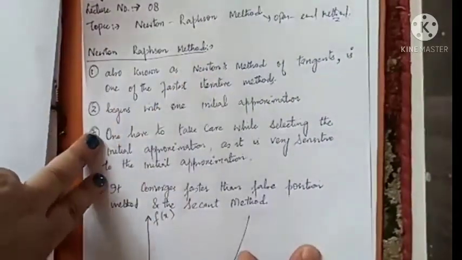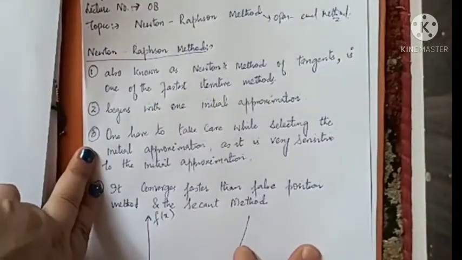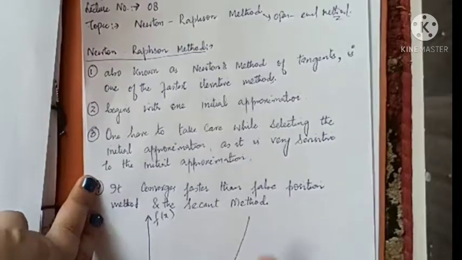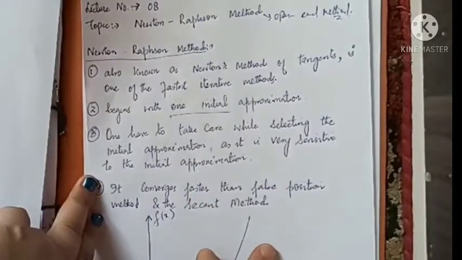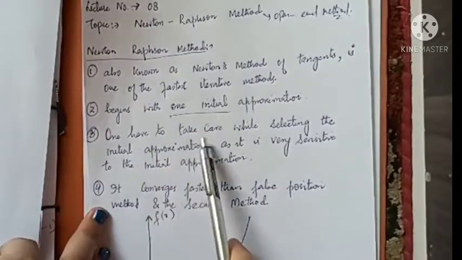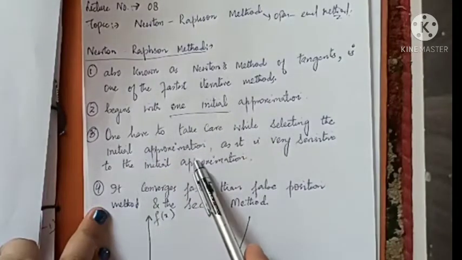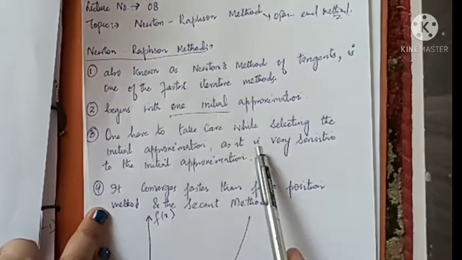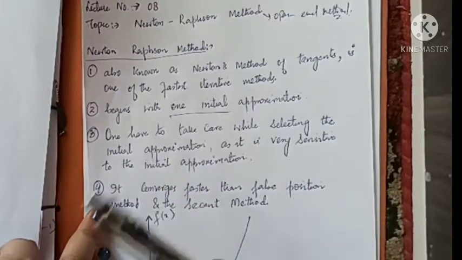So this is a brief introduction about the Newton-Raphson method. It's also known as Newton's method of tangents. This is considered one of the fastest iterative methods. It begins with one initial approximation. One has to take care while selecting the initial approximation. It's very important, and why? Because it's very sensitive to the initial approximations.